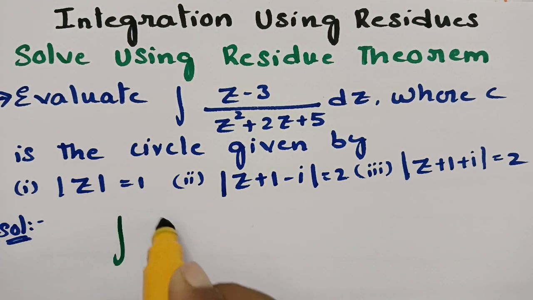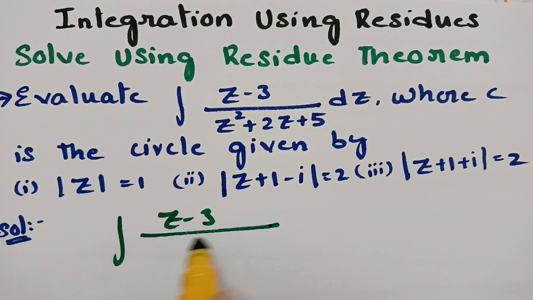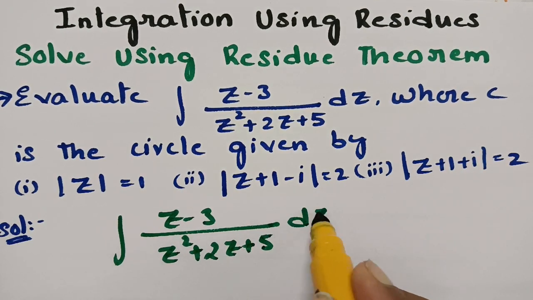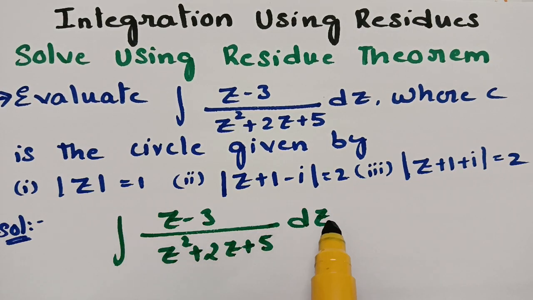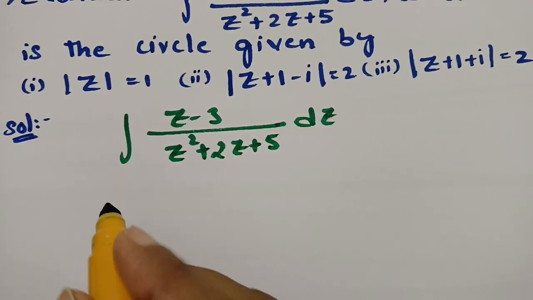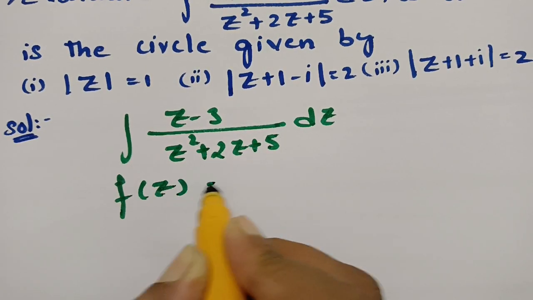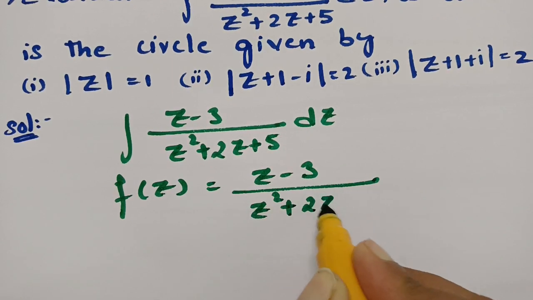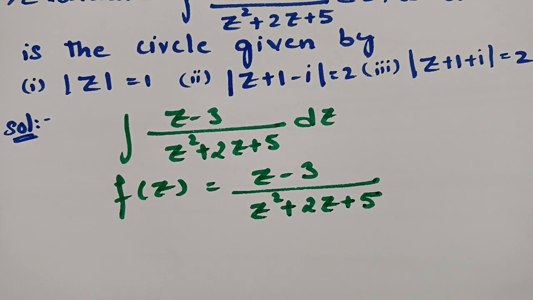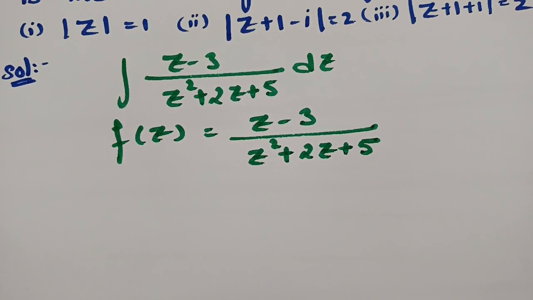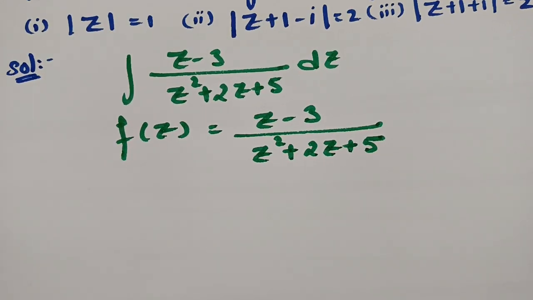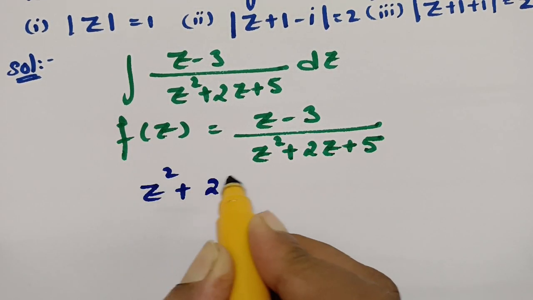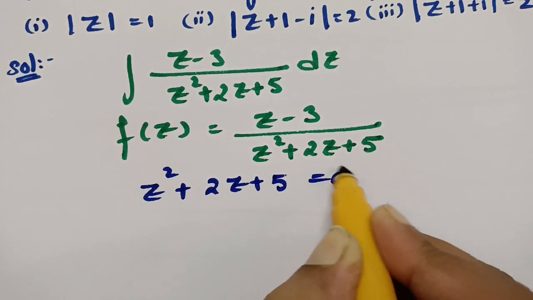First of all, we have to evaluate the integral of (z minus 3) by (z squared plus 2z plus 5) dz. So here the integral is of f of z dz, and our f of z is (z minus 3) by (z squared plus 2z plus 5). First, we have to find the poles for the given function. In order to find the poles, as usual, we equate the denominator to 0. That is, z squared plus 2z plus 5 equals 0.